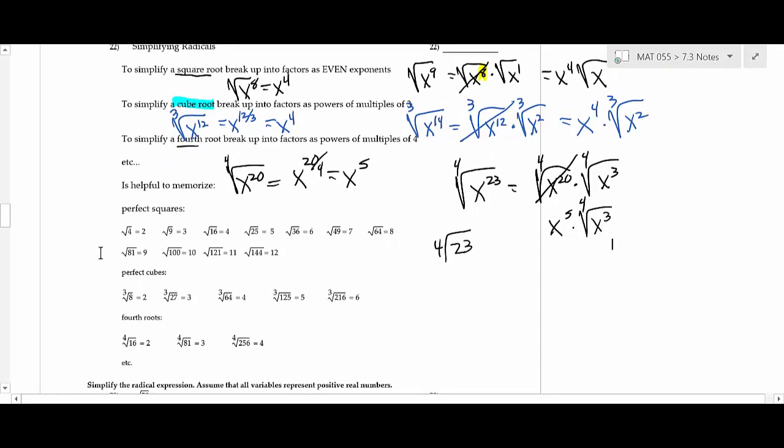A couple of things that are helpful in doing this section is to have as many of these memorized as you can. These are just perfect squares. Memorize them up to at least 144. When you have cube roots, memorize them at least up to 125. Fourth roots, usually maybe the first three or something like that. You don't have to have them memorized, but it is helpful if you do because you can do your work a little faster.